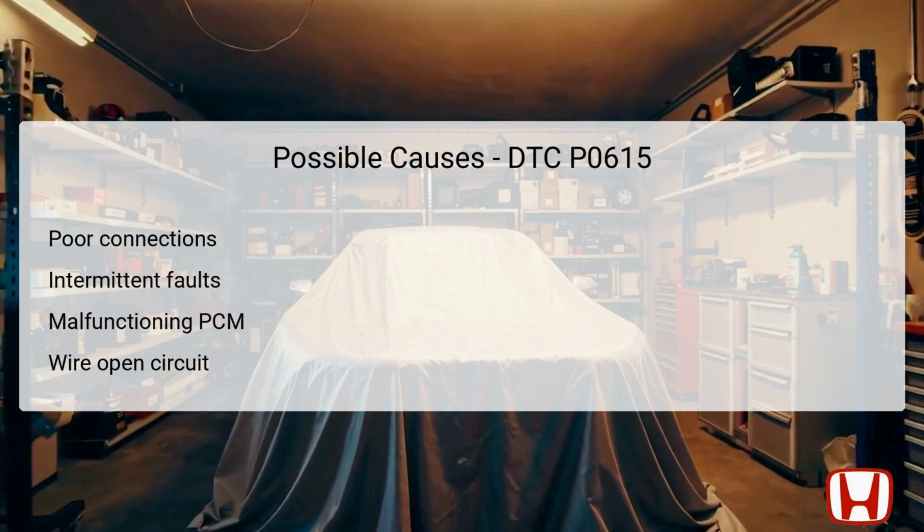In addition, a malfunctioning PCM may fail to send or receive the necessary signals, leading to a disconnect in proper relay function. Another possible cause is an open wire in the starter relay 1 to 2 line, which can disrupt communication. Identifying these conditions early on can save time and improve the accuracy of the diagnostic process.